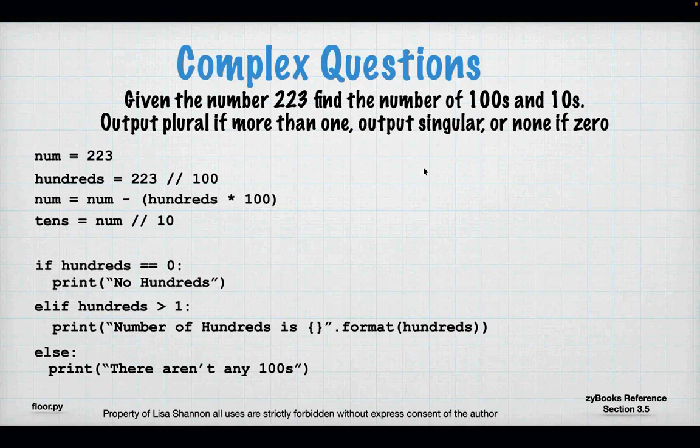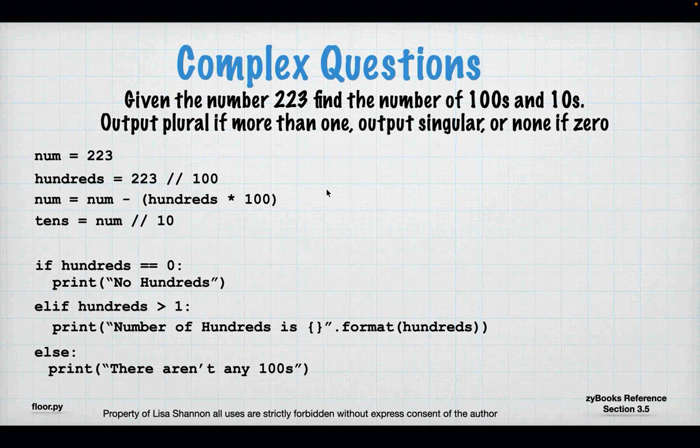And then I'm going to calculate the remainder. Now, you cannot do this with modulo, and in the lab, you cannot use the modulo operator. It won't work. So here, I'm going to have num. I'm just going to change the value of num, and I'm going to say num equals num minus 100 times hundreds. And then I'm going to say tens is num floor 10. That's the calculation part of it. That has nothing to do with the decision part.